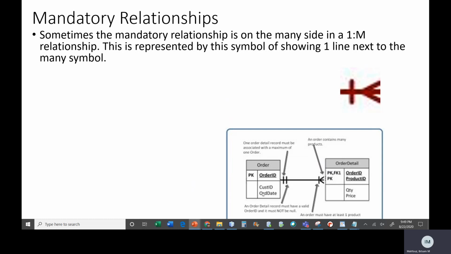We can't have an order that has 0 products. It will not happen. You can't place an order and not order any products. So this is a mandatory relationship. That is a one-to-many relationship.